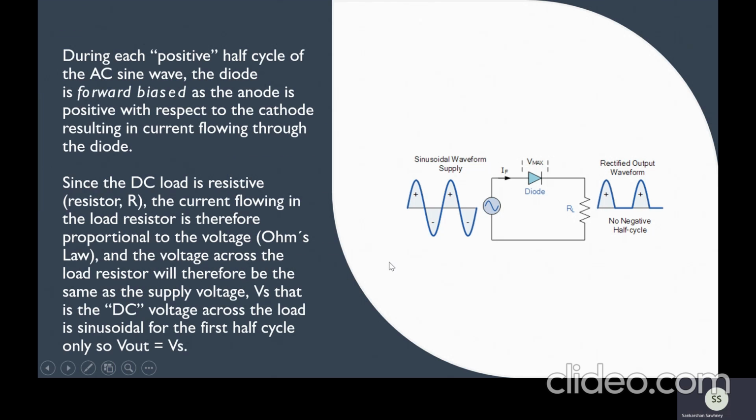During each positive half cycle of the sine AC wave, the diode is forward biased as the anode is positive with respect to the cathode, resulting in current flowing through the diode. Since the DC load is resistive, the current flowing in the load resistor is proportional to the voltage, and the voltage across the resistor will therefore be the same as the supply voltage Vs. That is, the voltage across the load is sinusoidal for the first half cycle. So Vout is equal to Vs.